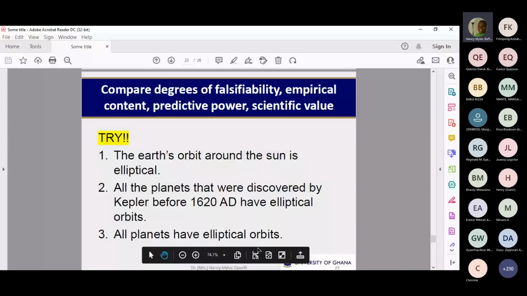I can set about 50 questions from this slide alone. They won't be the same, but if you understand empirical content, you understand predictive power, scientific value, and degrees of falsifiability. That was what Reginald does. I'm sure by now his confusion will be cleared. If you know these big concepts, it's just because you understand reference class.